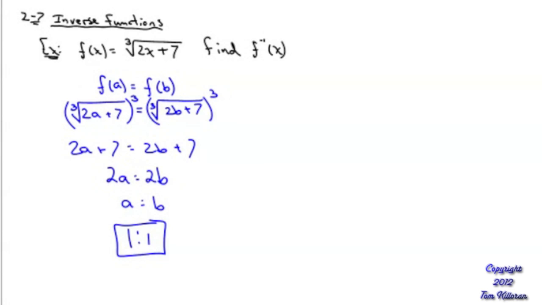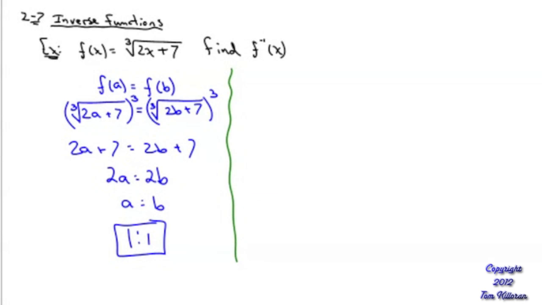If it was a equals plus or minus b, or a equals the absolute value of b, then things just get bad and it's not one to one. So basically, on the test, it'll specifically say show by f of a equals f of b that it is a one to one function, and then turn around and find the inverse. All right. So we're going to turn around and find the inverse.